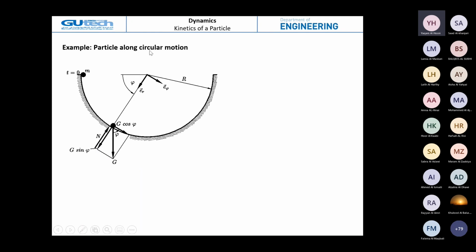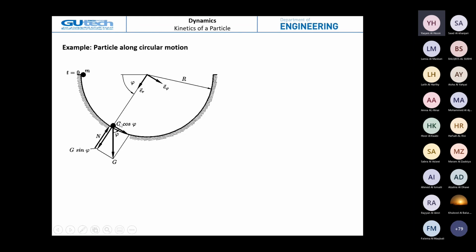Now we take the particle along circular motion. That means at time t equal to 0, we have a particle with a mass m moving along circular motion. We take this polar coordinate system instead of the Cartesian coordinate system. That means at time t equal to 0, it is at this position, and it moves with an angle phi. There is the radial direction and the circumferential direction, represented here by the basis vectors, the unit vectors. We have the radius r here.